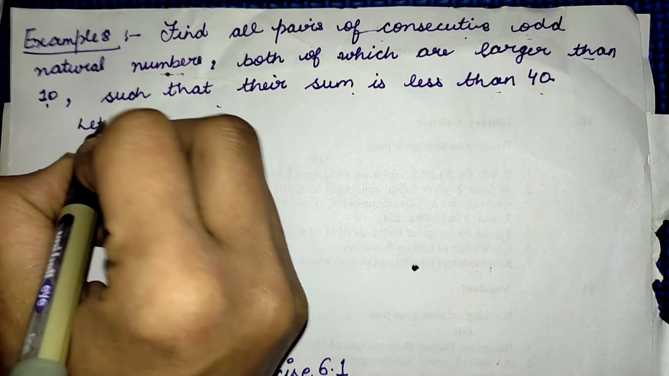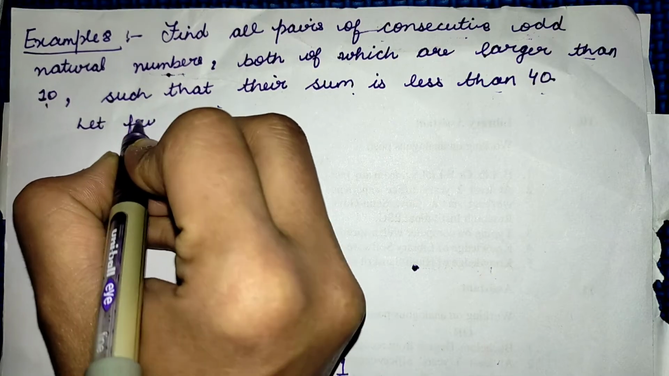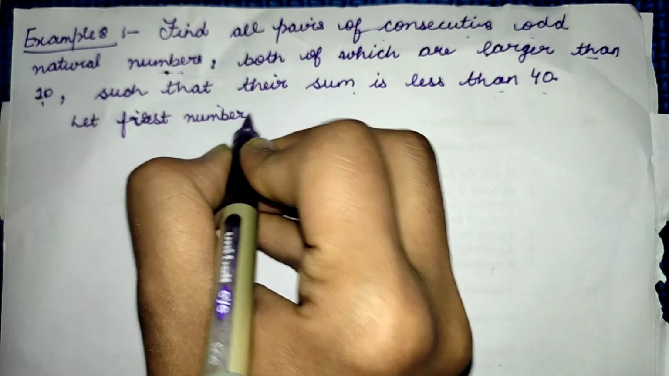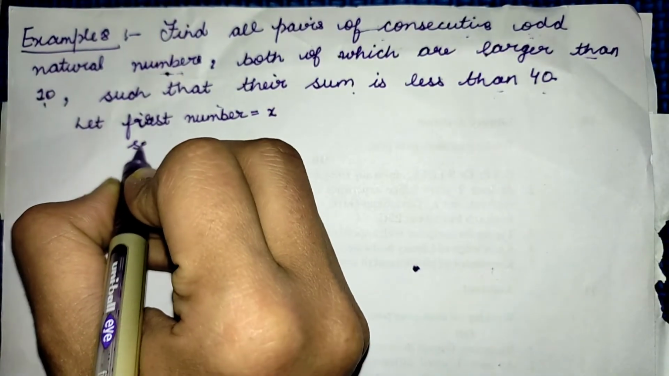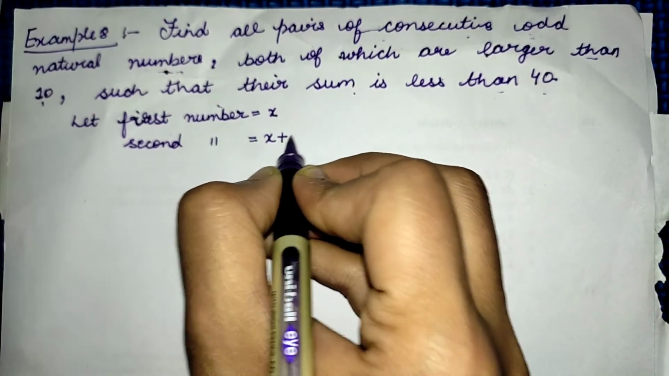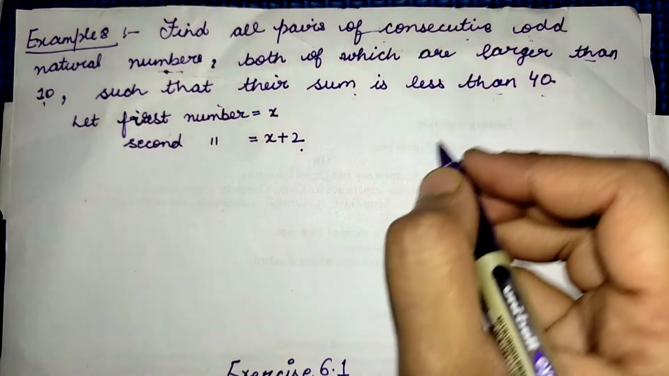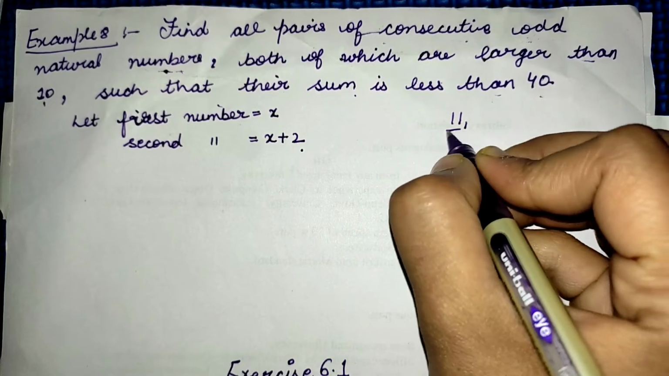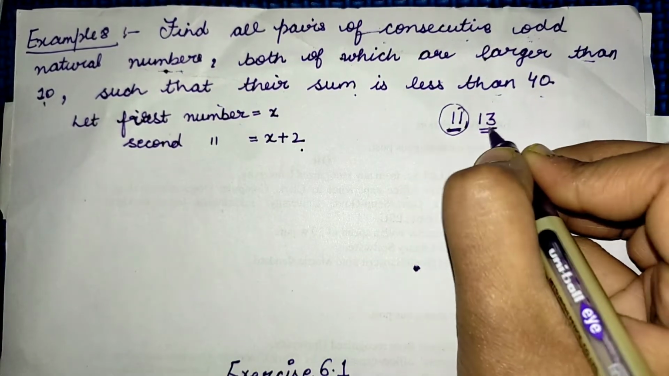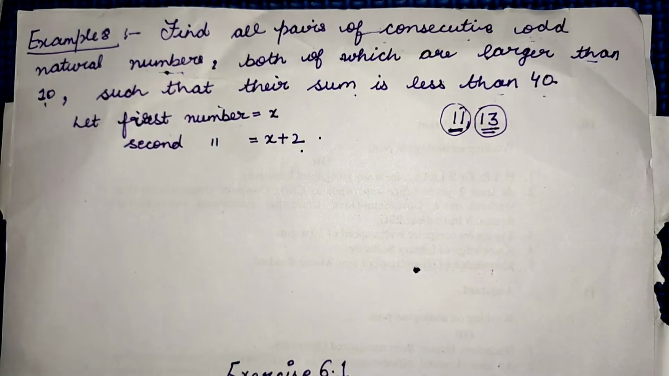So let us suppose my first number is x, then my second number will be what? Because they are talking about odd numbers, my second number will be x plus 2. So suppose my first number is 11, then what will be my second number? 13. So how did I get it? 11 plus 2 will be 13.